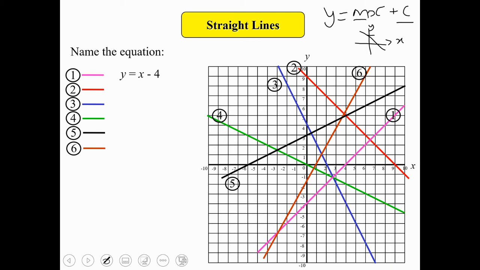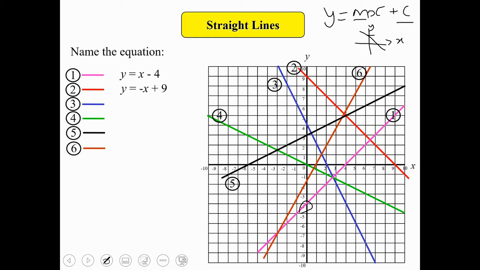Okay, so question one is y is equal to x minus 4, because as you can see, for the first line, the one in pink, it goes through the y-axis at minus 4, so my c would be minus 4. And if you pick 2 points there, the gradient is just going to be 1. So we don't write 1x, we just leave it as x.